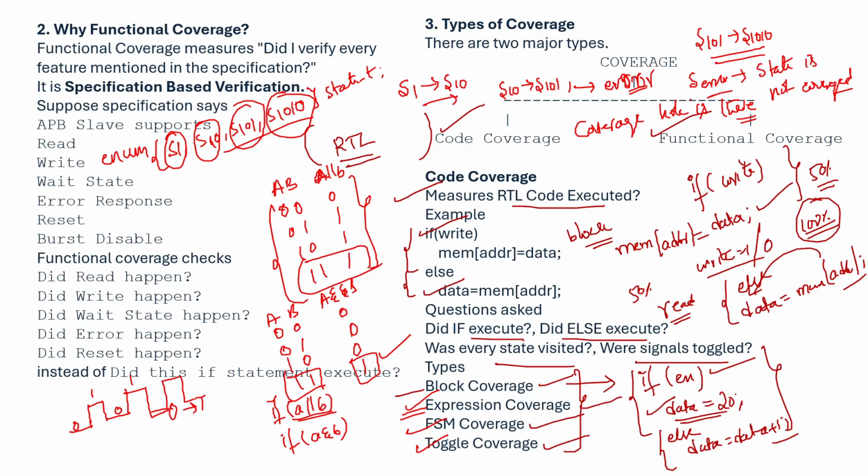Suppose you take a switch, the switch is on or off. Whether the on to off transition is happening, or the off to on transition is happening or not, that will tell you the toggle coverage. Clear?